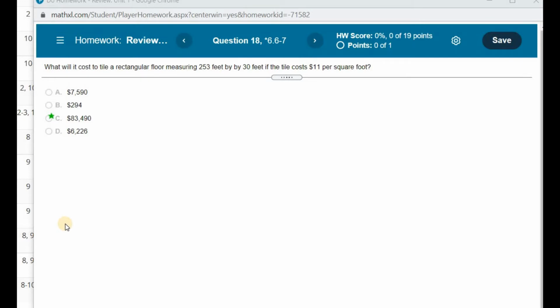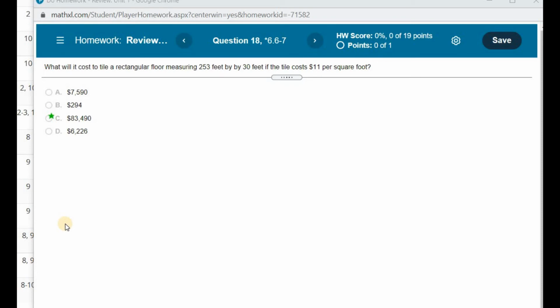I do want to mention one thing about a problem that you are going to see on your review for your test and possibly the test itself. Here I have a problem that's similar to what we've been talking about. What will it cost to tile a rectangular floor measuring 253 feet by 30 feet if the tile cost $11 per square foot? What's different about this problem is that it's really kind of an unrealistic situation if you think about tiling the floor of a house, because you're not normally going to have a room that's 253 feet.